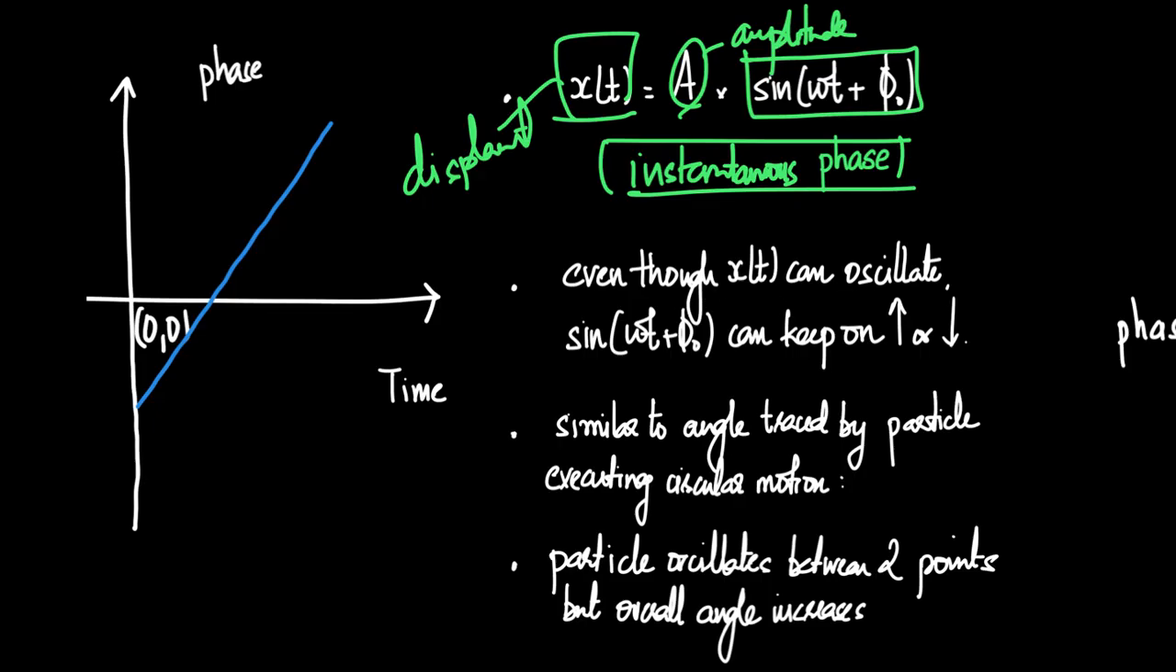Even though x of t can oscillate, sine omega t plus phi 0 can keep on either increasing or decreasing. This is similar to angle traced by a particle executing circular motion. Particle oscillates between 2 points, but the overall angle increases. What does this mean? This means that the particle is actually restricted between negative a and plus a, say over a simple pendulum here, but the overall angle theta that is executed measured from the mean point, it will keep on increasing.